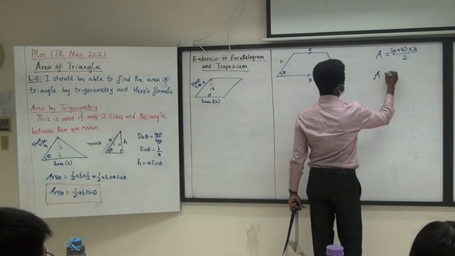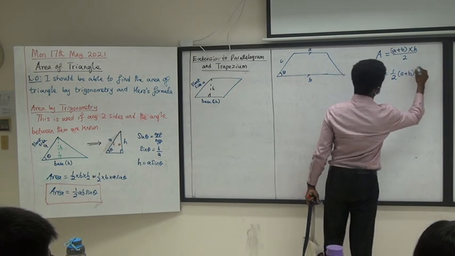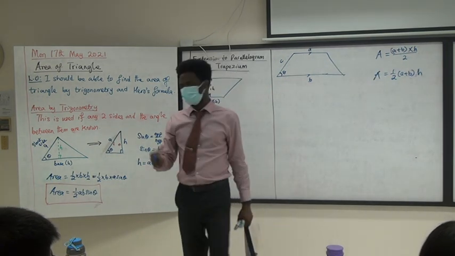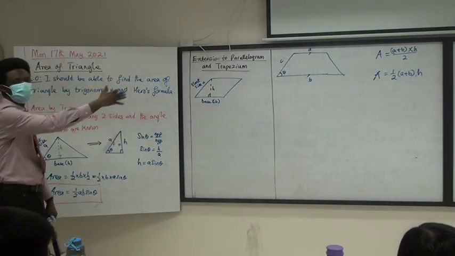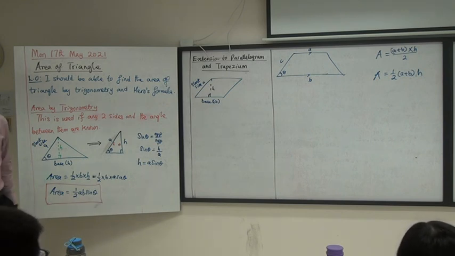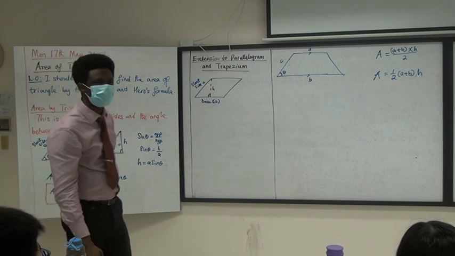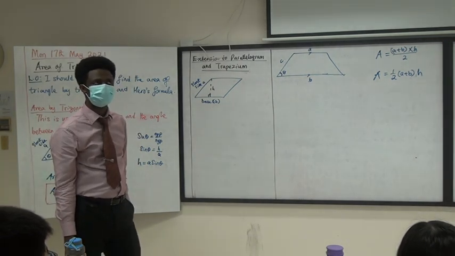I prefer this. Half A plus B times height. I kind of prefer this, but either way is fine. So, similarly, what do you think the formula will look like in terms of trig, the sum? Half of A plus B times sine theta?